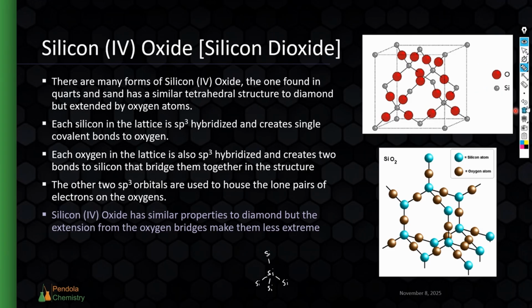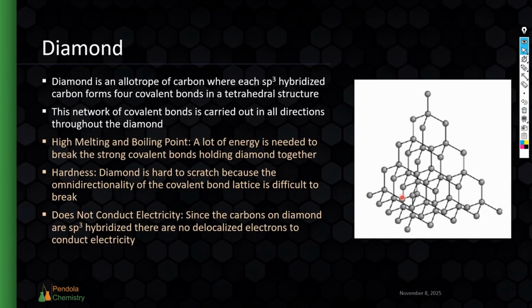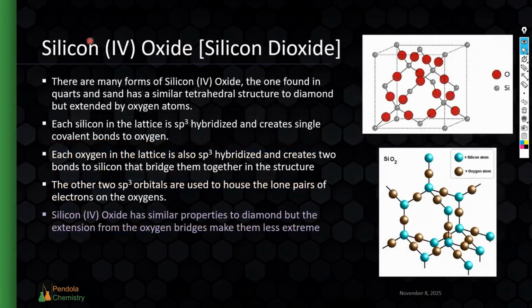So if you're ever asked about the properties of silicon, know that you are essentially going to draw the same thing you draw for diamond, but because of the size of the silicon versus the atom of carbon, you're going to have weaker properties. So silicon is also hard, just not as hard as diamond. Silicon also has a high melting point and boiling point, just not as high as diamond. And then with silicon dioxide, not the element but the compound, that tetrahedral structure of silicon is expanded by the oxygens, creating a much larger tetrahedral and therefore weaker.